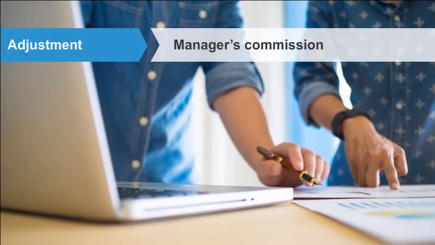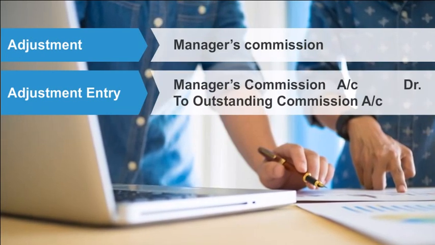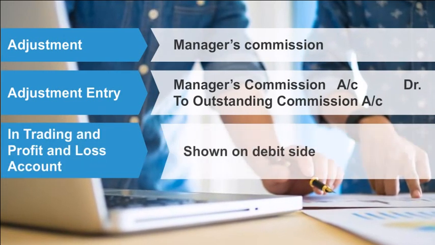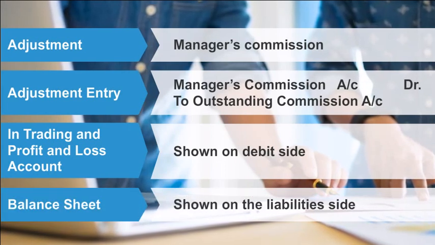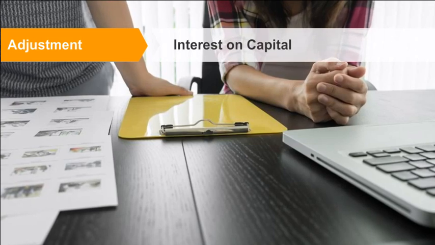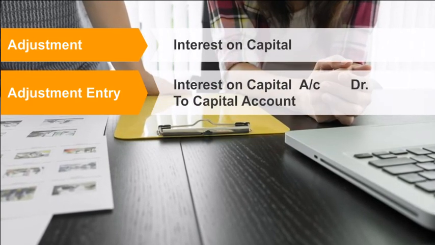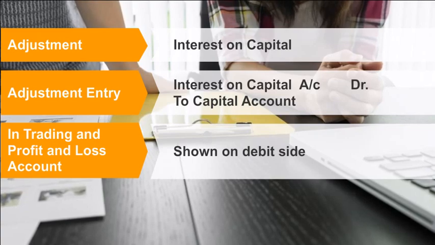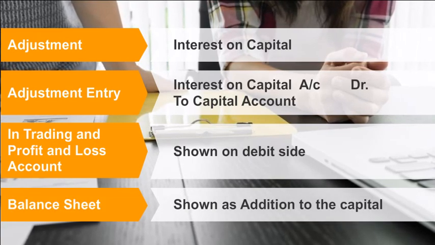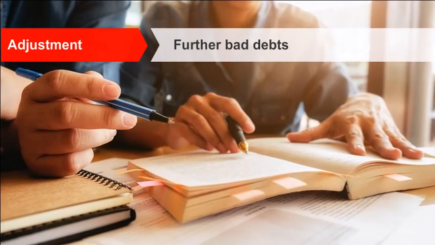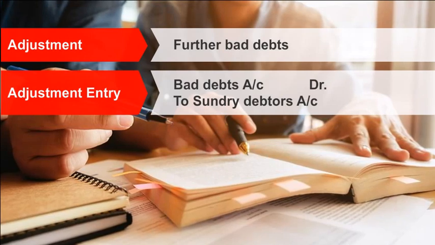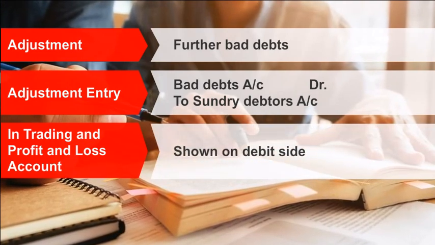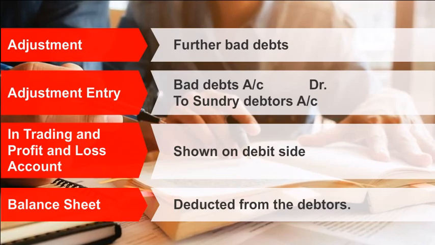Adjustment: manager's commission. Adjustment entry: manager's commission account debited to outstanding commission account. In the trading and profit and loss account, it is shown on the debit side. In the balance sheet, it is shown on the liability side. Adjustment: interest on capital. Adjustment entry: interest on capital account debited to capital account. In the trading and profit and loss account, it is shown on the debit side. In the balance sheet, it is shown as an addition to the capital. Adjustment: further bad debts. Adjustment entry: bad debts account debited to sundry debtors account. In the trading and profit and loss account, it is shown on the debit side. In the balance sheet, it is deducted from the debtors.